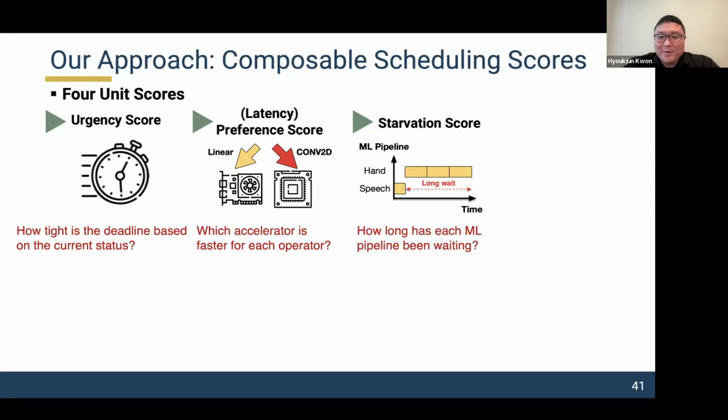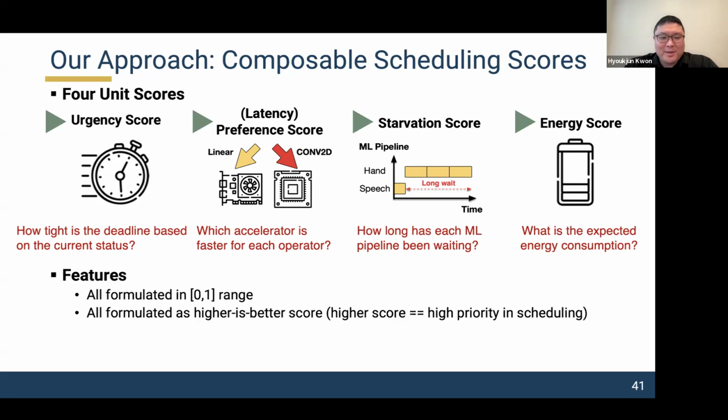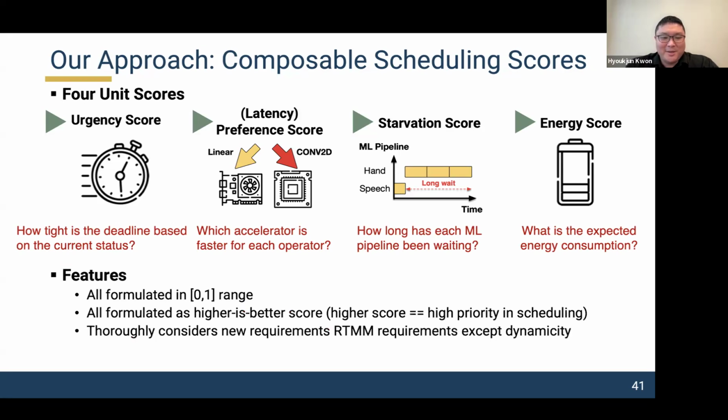And starvation score. So how long has each ML pipeline or each ML model been waiting to be scheduled? So this is also one aspect we need to consider because we have concurrent execution and real-time processing. And energy score. So what is the expected energy consumption? Just like XRBench metrics, we formulate everything within the 0 to 1 range, and everything is formulated as higher is better score to make it easier to be combined. And we thoroughly consider new requirements for this new class of ML workload, except for dynamic behavior until this point.